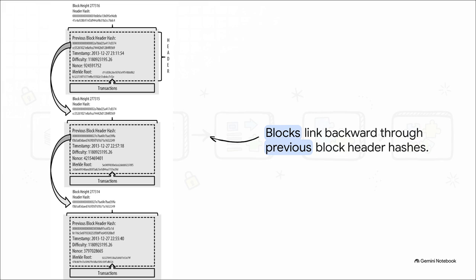And you can physically trace how this chain is formed. Take a look at the top block here, block 277316. Inside its header, there's a field called the previous block header hash. Notice how that big string of alphanumeric characters points directly back to the header hash of the block immediately below it, block 277315. Every single block locks into its parent in this exact way, creating an unbroken chain all the way back to the dawn of the network.